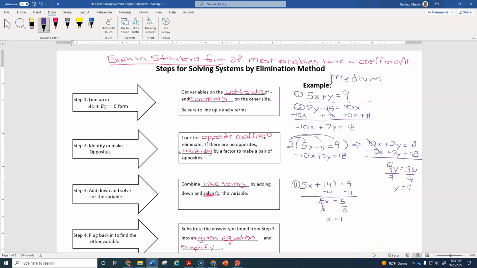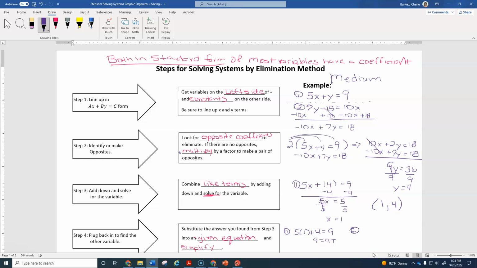You do need to check for accuracy by plugging in. Here's the point, (1, 4) is what I think my solution is. And I can check those by plugging them into each equation and seeing if I get true. So for equation number 1, 5 times 1 plus 4. Does that equal 9? Yes. 5 times 1 is 5. 5 plus 4, I get 9. So that's a true statement.